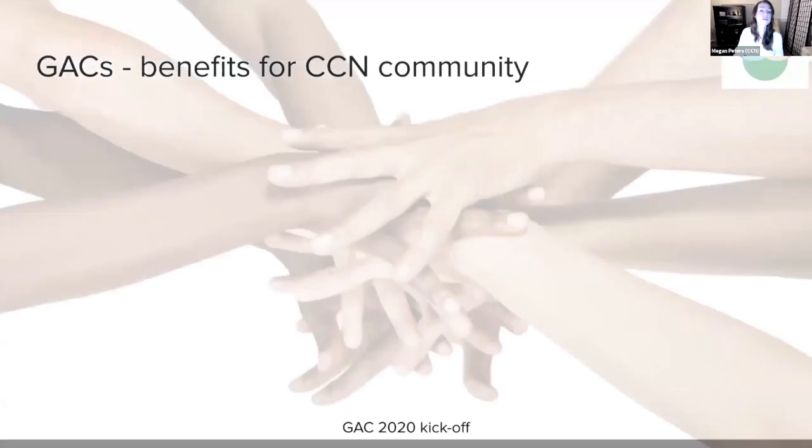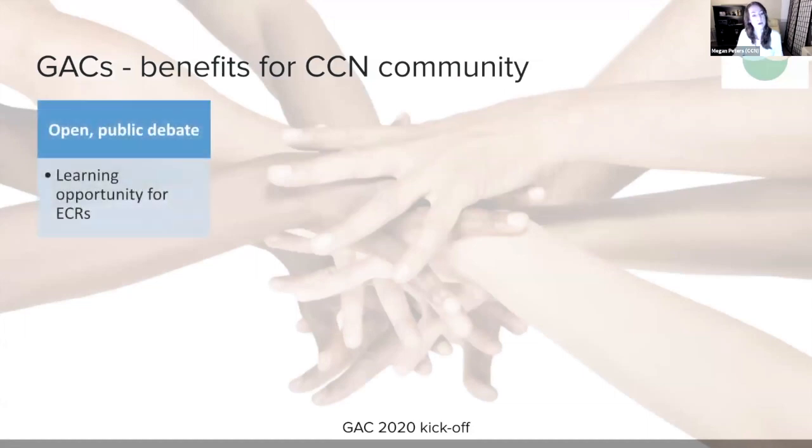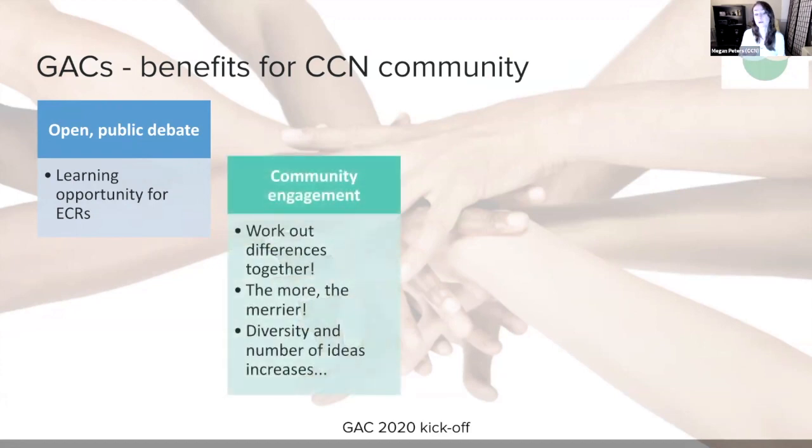There are also some benefits, not just for science, but for the CCN community as well, all of you out there in the audience. One of these benefits is that we have open public debate. This is a great learning opportunity for early career researchers. It really puts everything on the table. You get to see people think and talk in real time and engage with each other in a way that's not just unidirectional, like I'm just going to present my slides and never have a back and forth with anybody. We also have community engagement from all of you.